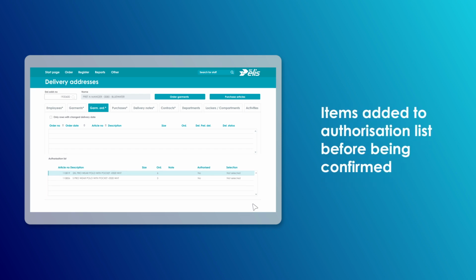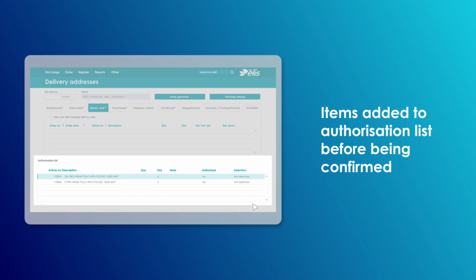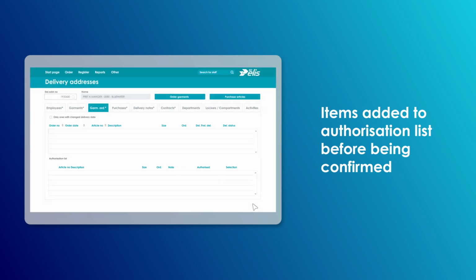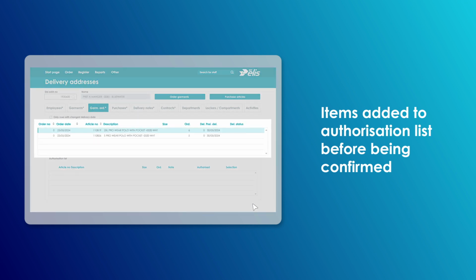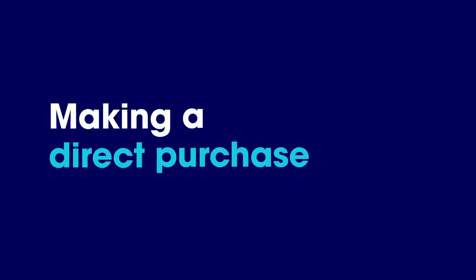These items will now be displayed in the Garments Order tab under the Authorization list. Once the order has been authorized, it will appear in the top table, with an expected delivery date.